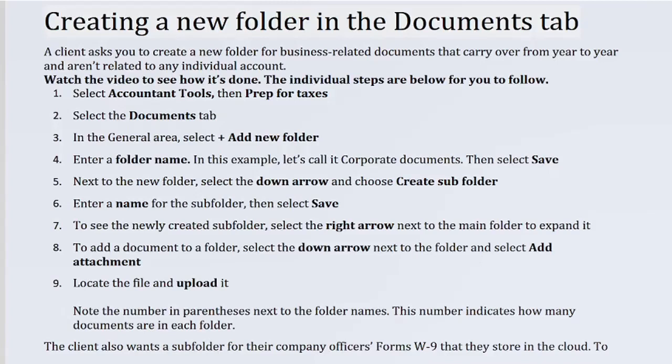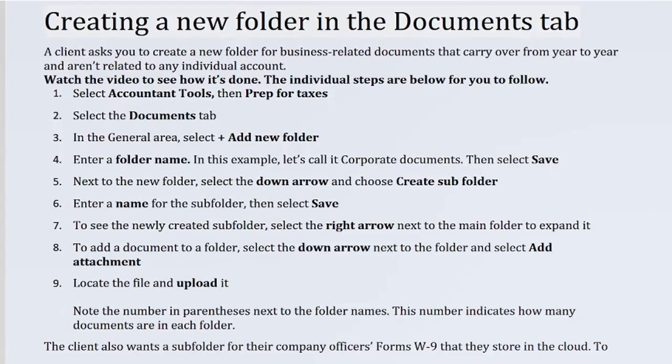Enter a folder name. In this example, let's call it Corporate Documents. Then select Save. Next to the new folder, select the down arrow and choose Create Subfolder. Enter a name for the subfolder, then select Save. To see the newly created subfolder, select the right arrow next to the main folder to expand it.